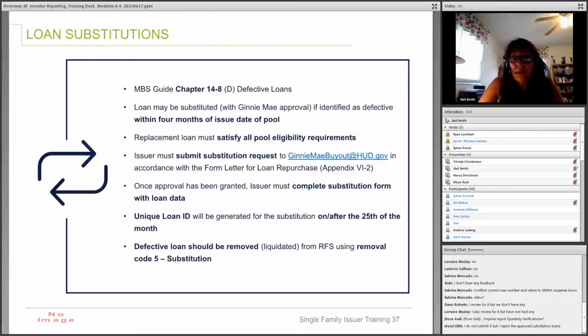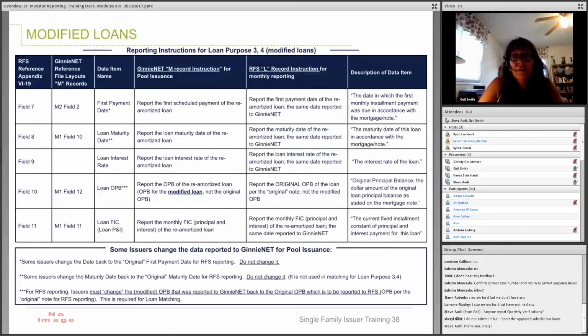Once the approval is granted, the issuer must complete the substitution form with the new loan data. A unique loan ID will be generated for the substitution loan on or after the 25th of the month. That's a calendar day. And a defective loan should be removed, liquidated from RFS using removal code 5 substitution. I will turn this over to Steve, and he will discuss the modified loans.